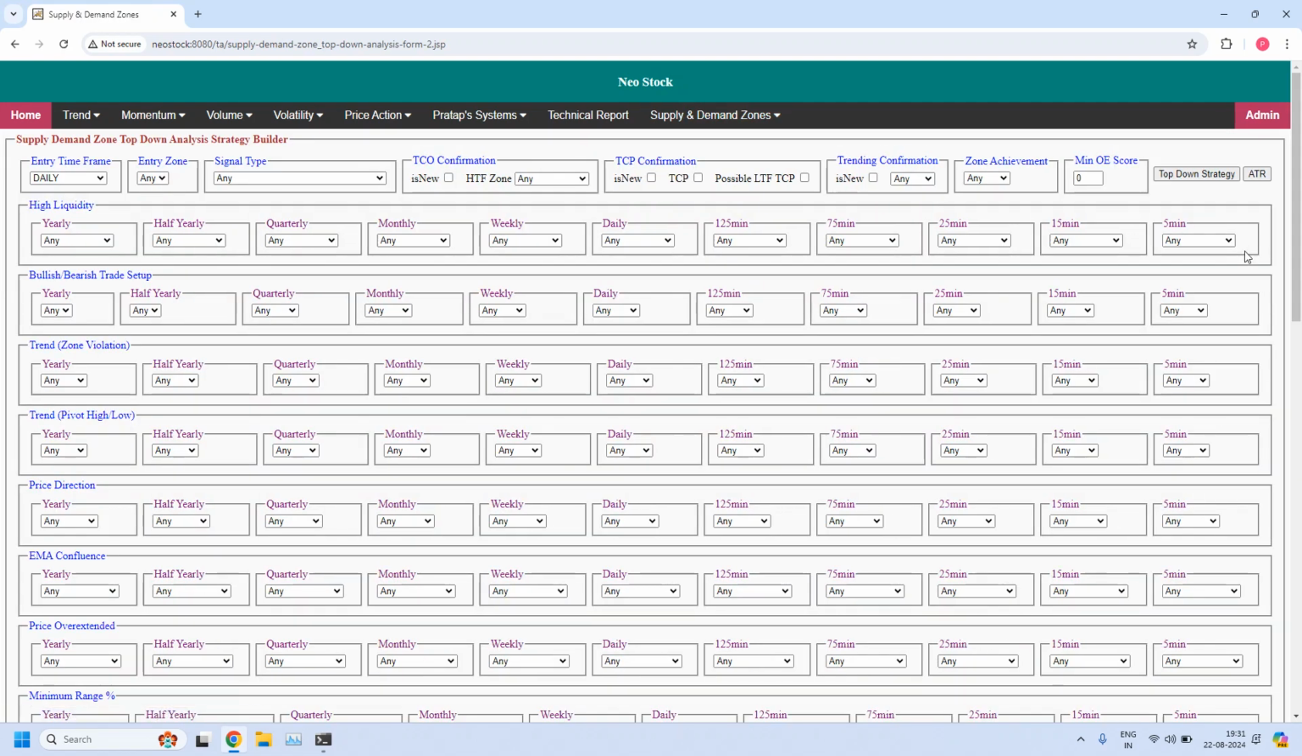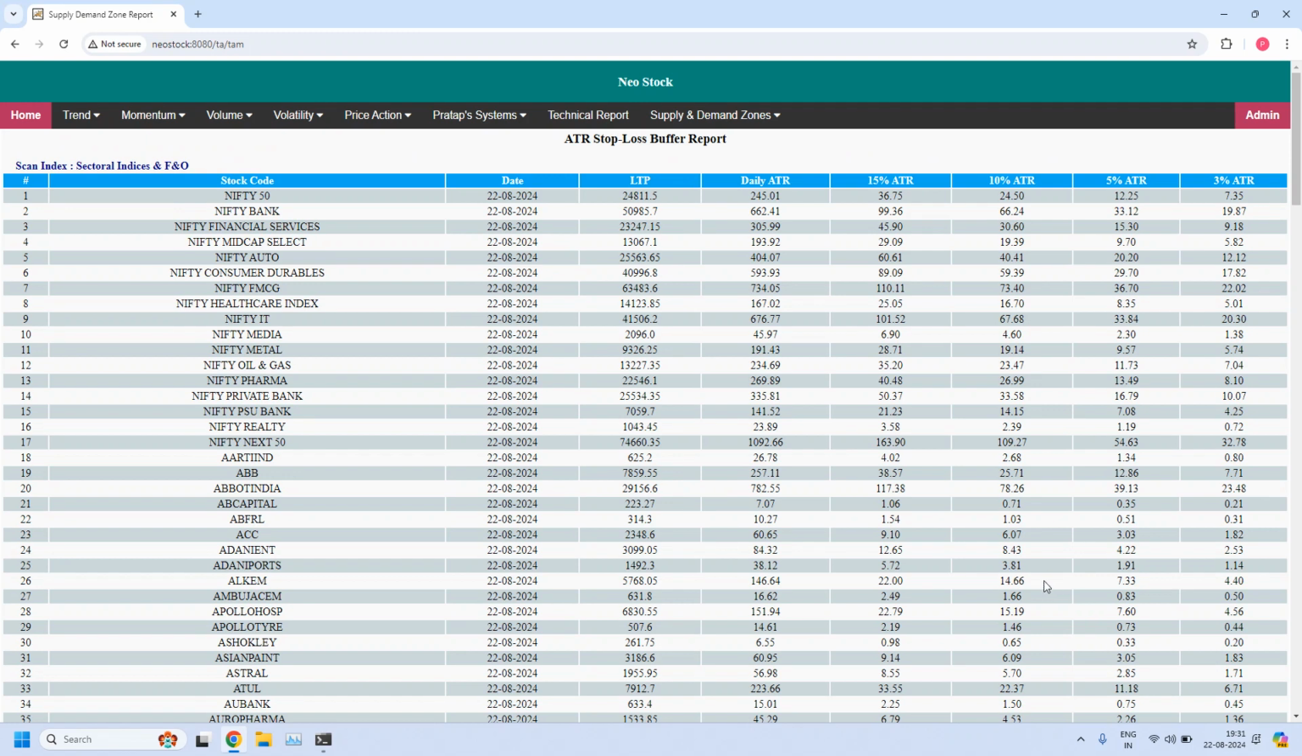And finally, let us generate stop buffers based on daily ATR. So the first 17 in this list are indices, that includes all sectorial indices. Remaining all are equity stocks, but we have filtered from F&O category. So I am scrolling the list down. Whichever stock you want to refer to, please pause the video there. Okay, I am scrolling the list down.